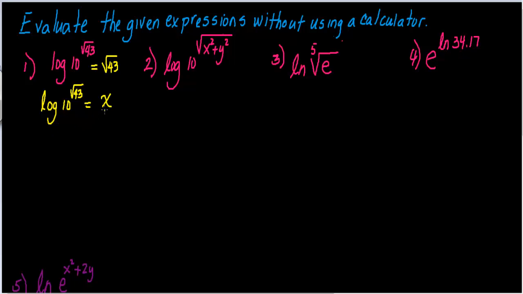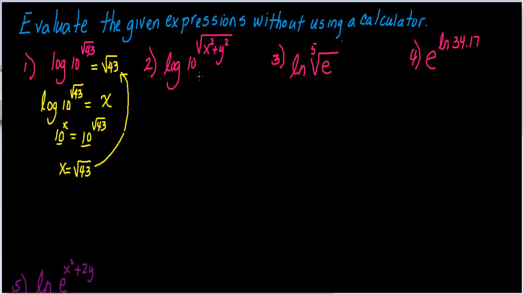Remember, we take the base and raise it to the x, so this would be 10 to the x equals 10 to the square root of 43. And if you have equal bases, then your exponents must be equal, so x is equal to the square root of 43. And you see how you got the same answer that I got without having to do any of these steps. Okay, let's do this one.